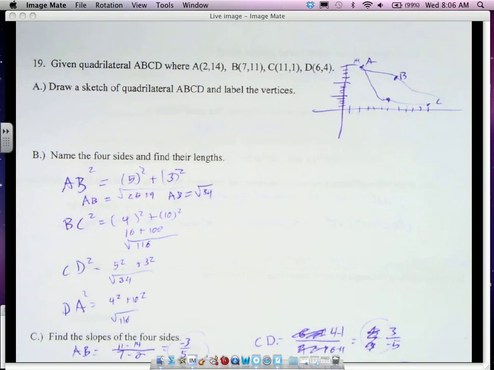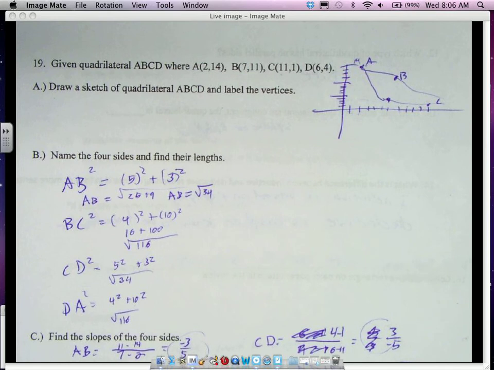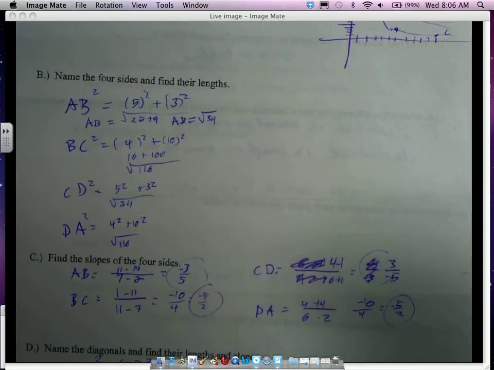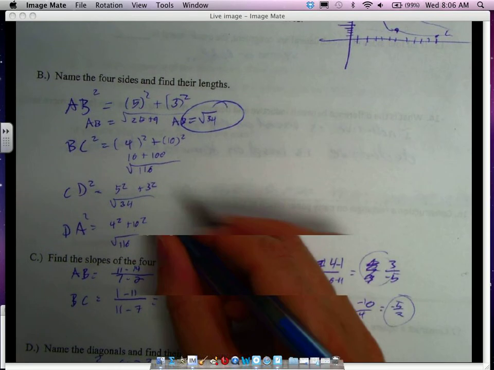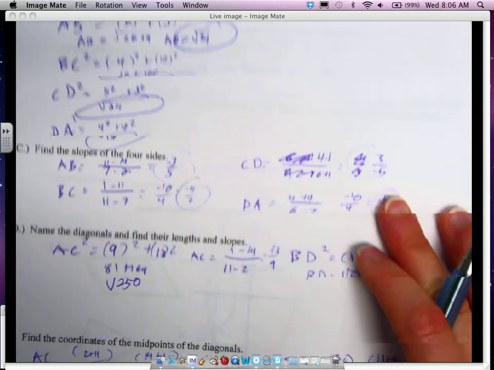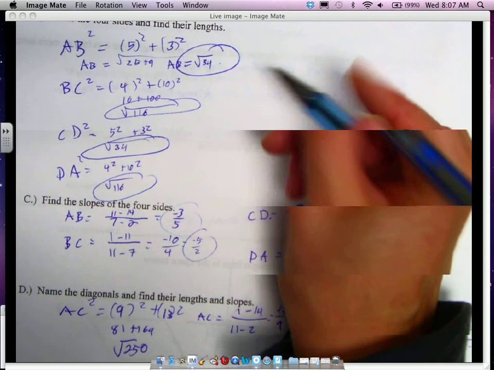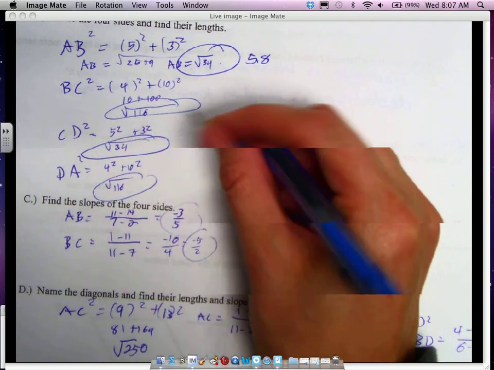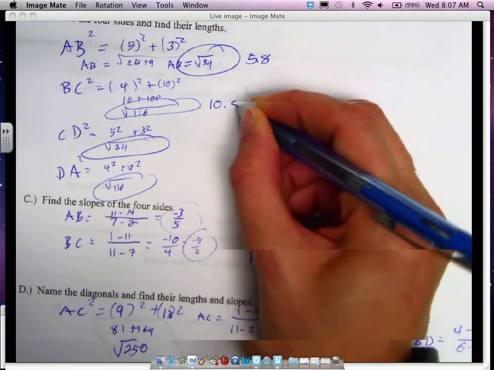So I sketched it. You can do it. I'm going to give you guys graph paper tomorrow. It'll be a whole sheet of graph paper, so you can do it 6 times if you want. But I just sketched it. That's a really bad sketch. But what you'll notice is that AB and CD are the same length. BC and DA are the same length. AB is the square root of 34, or 5.83 or something like that, 5.8. BC is 11.6, or would you guys get 10.8? Okay.